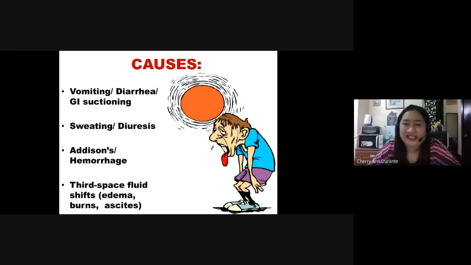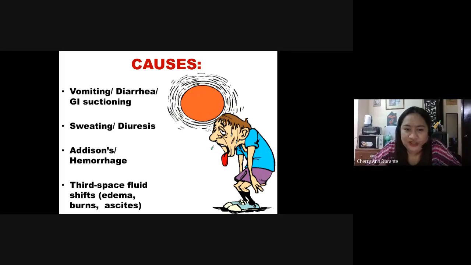GI suctioning. So if you do NGT suctioning, you suction out not just, let's say, if you're suctioning out phlegm, you're not just suctioning out the phlegm, you are also somehow suctioning out the water. Okay, so sweating or diuresis, Addison's disease.